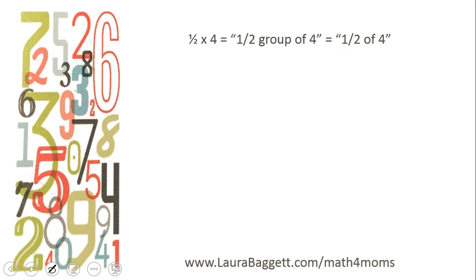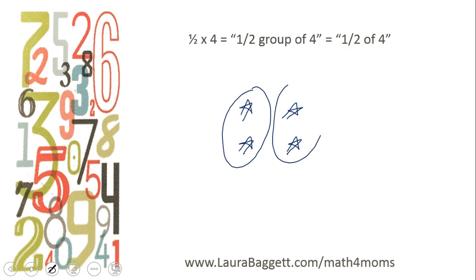Now let's apply that to some fractions. What if we had 1/2 times 4? Well, again, we can think of that as a half group of 4 or 1/2 of 4. So again, if we start with 4 items, then half of that is going to be 2. So we know that half of 4, or 1/2 times 4, is going to be equal to 2.